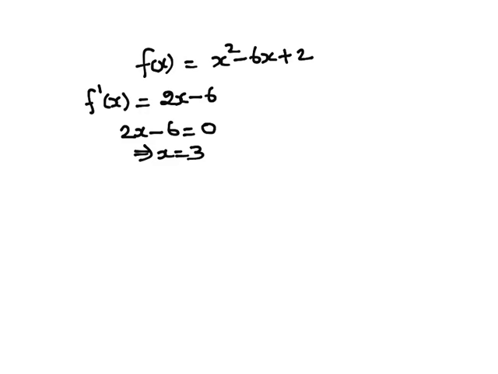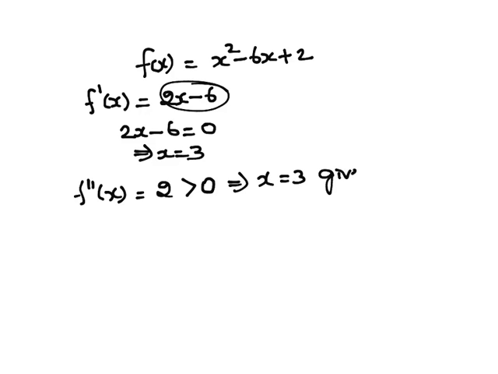Now I'll find the second derivative. f''(x) equals, I'll differentiate 2x minus 6, which is 2. Normally we will substitute the stationary point in the second derivative, but there is no x to substitute. We know that f''(x) is 2 always. Whatever you substitute for x, f''(x) will always be positive. So x equals 3 gives us a local minimum. If the second derivative is positive, it means local minima.